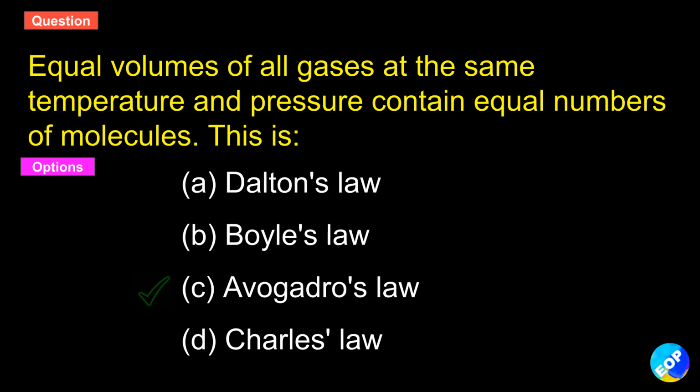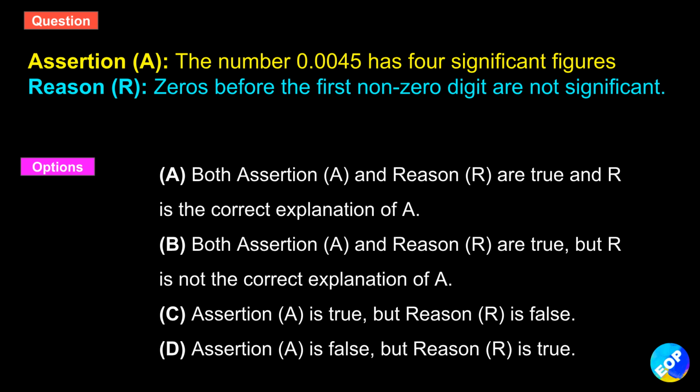Equal volumes of all gases at same temperature and pressure contain equal number of molecules. This is Avogadro's law. Assertion A says the number 0.0045 has four significant figures. Reason R says zeros before the first non-zero digit are not significant. Answer is D. A is false, R is true.